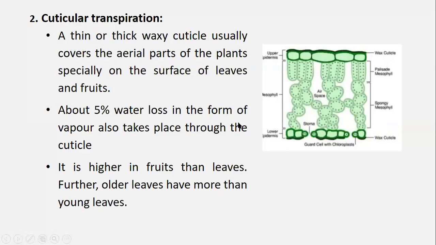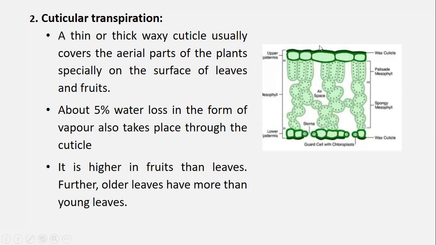Next, cuticular transpiration. A thin or thick waxy cuticle usually covers the aerial parts of the plants, especially on the surface of leaves and fruits. About 5% water loss in the form of vapor takes place through the cuticle, and it is higher in fruits than leaves. Further, among the leaves, older leaves have more cuticular transpiration than younger leaves.